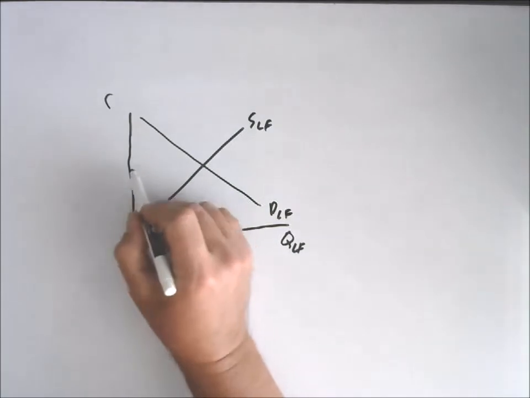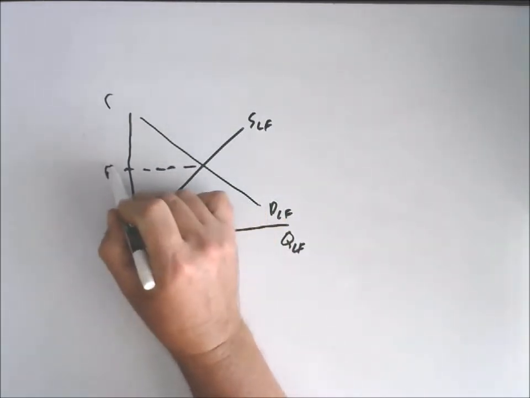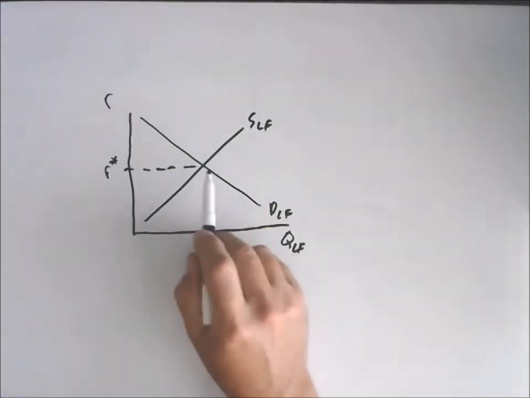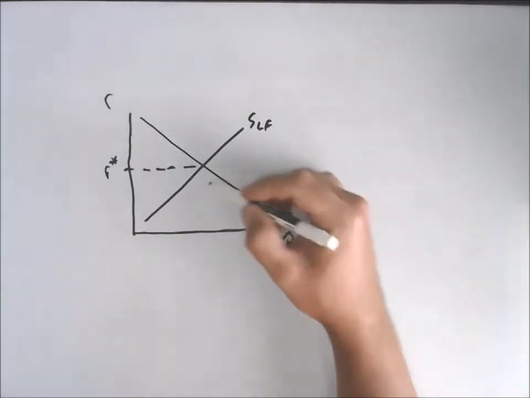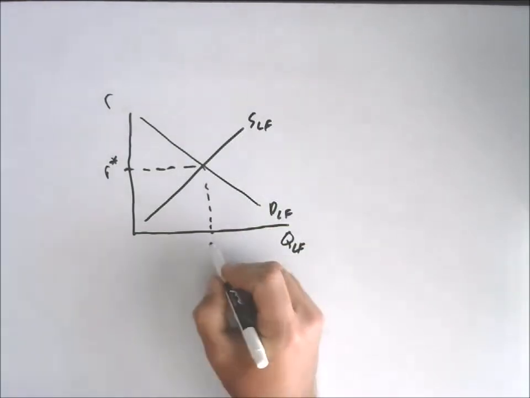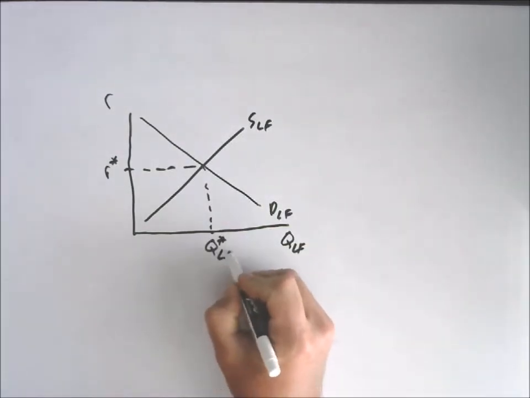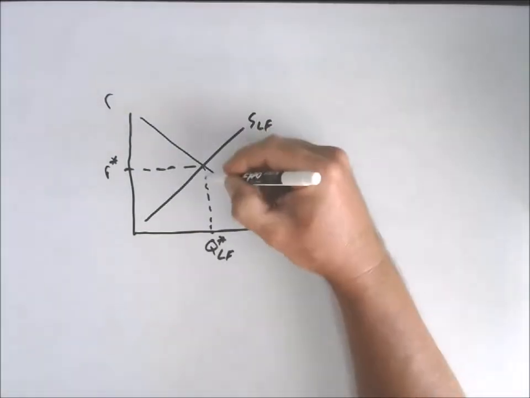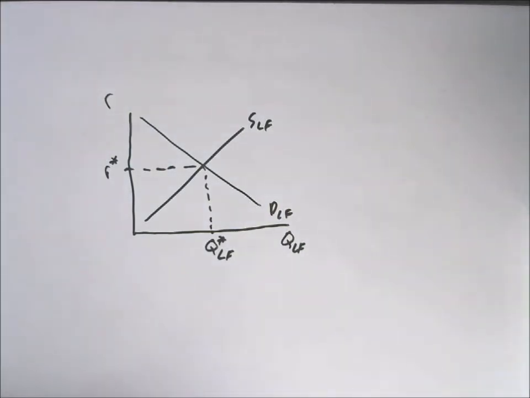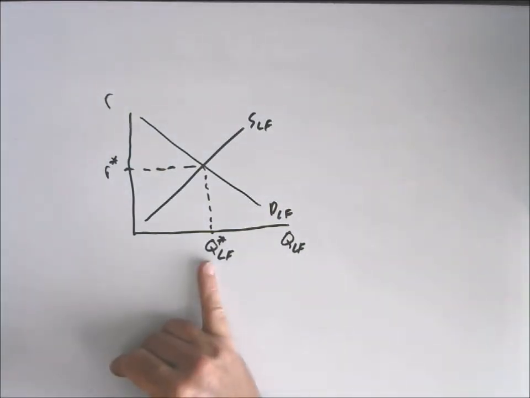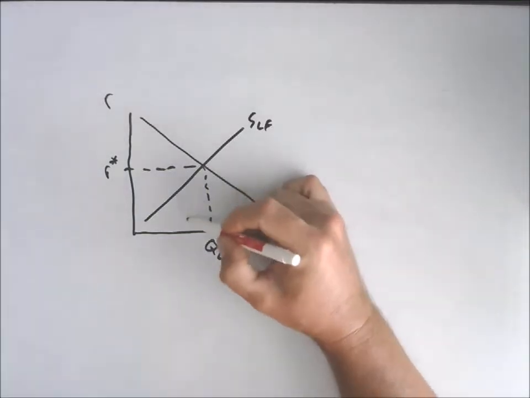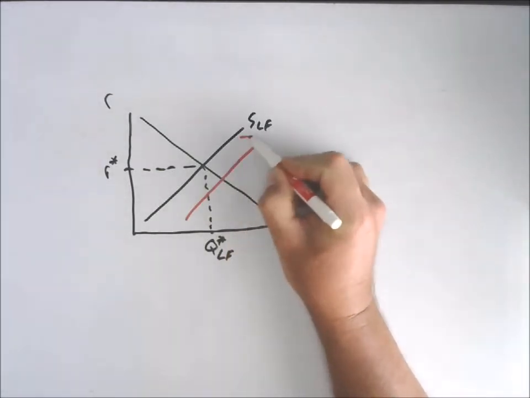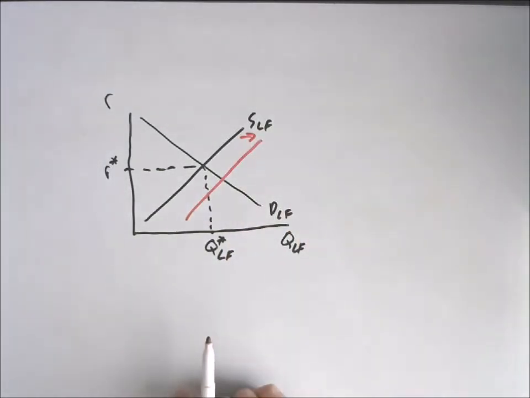So we have our loanable funds market, and this market clears at a particular interest rate. In other words, the quantity supplied of loanable funds equals quantity demanded of loanable funds. We have an equilibrium quantity of loanable funds in this market, so many funds being saved and borrowed. An increase in the supply of loanable funds means a rightward shift of the supply of loanable funds curve.